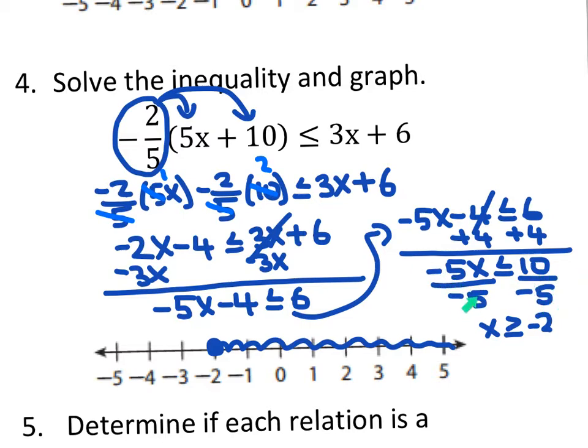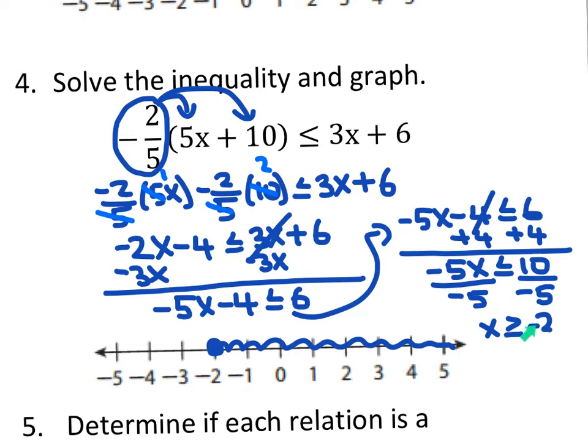The -5's cancel, and here we get -2, but the main thing is that this inequality needs to change directions. The reason why is because here we're dividing by a negative. Anytime on an inequality, when you divide by a negative number, the inequality needs to change directions. So you can tell here that it's switched.